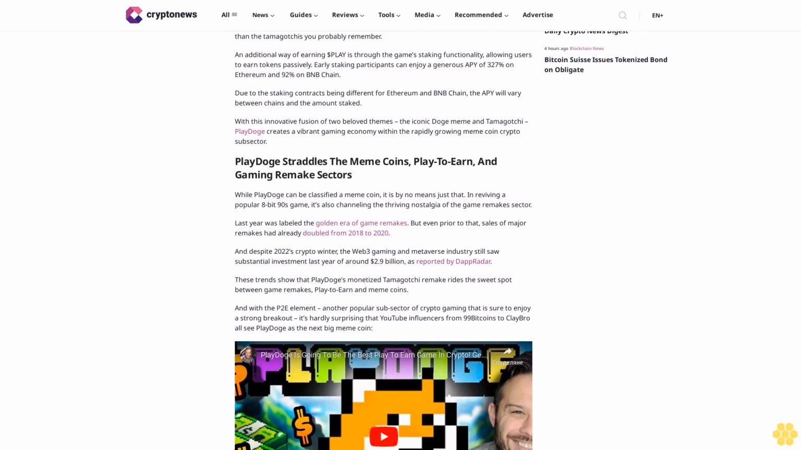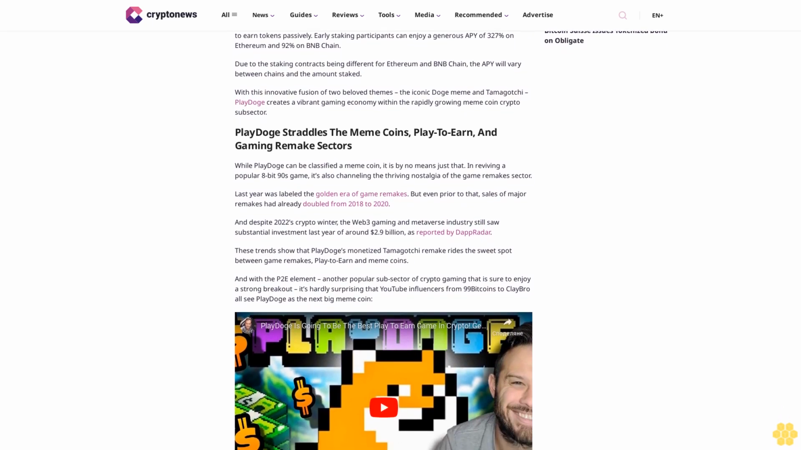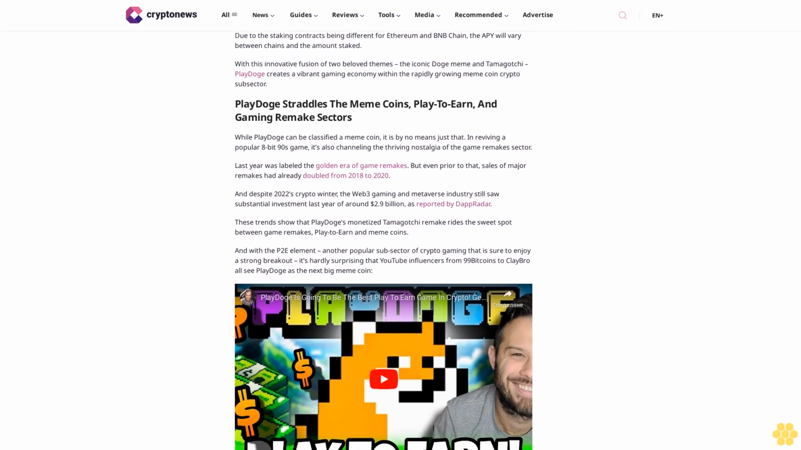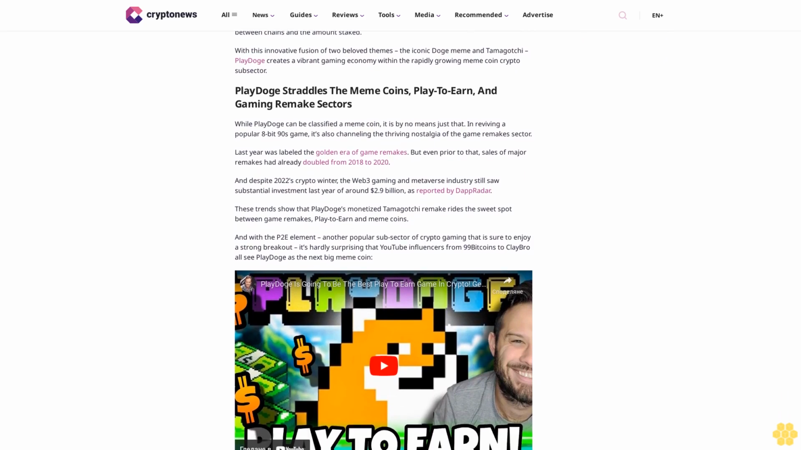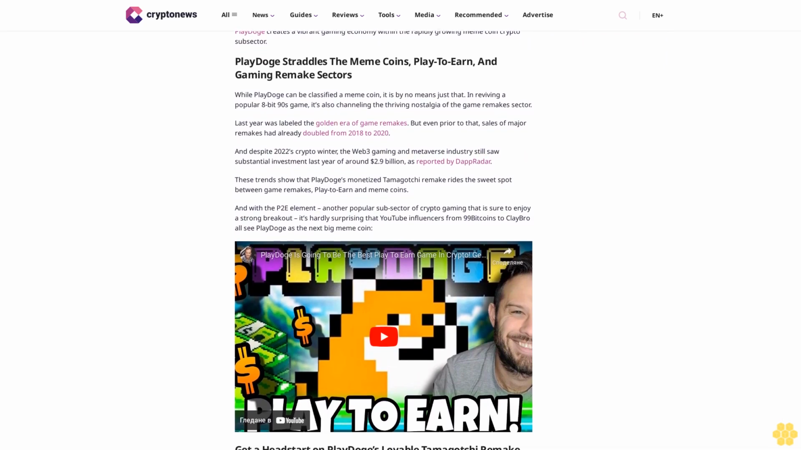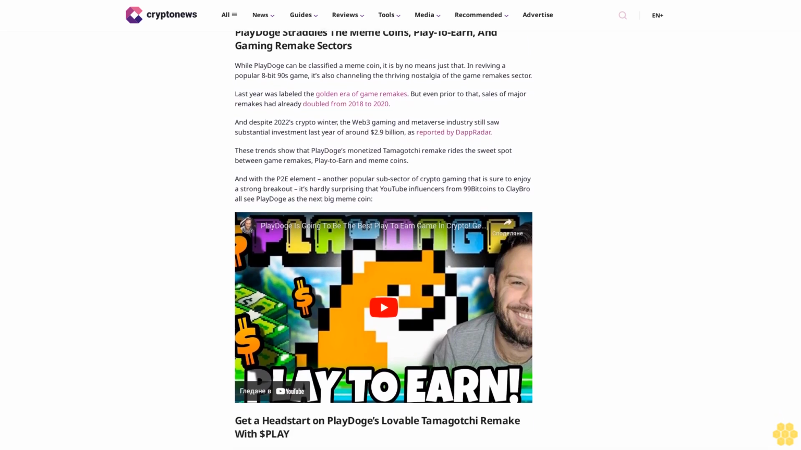A P2E meme coin with a touch of 90s gaming nostalgia. PlayDoge is not just another meme coin. It's a monetized Tamagotchi remake in Web3, with $PLAY serving as the in-game currency. Fans of the 90s handheld digital pets will be delighted to see how PlayDoge gives them strong incentives to rekindle their childhood and become attentive virtual pet owners again.